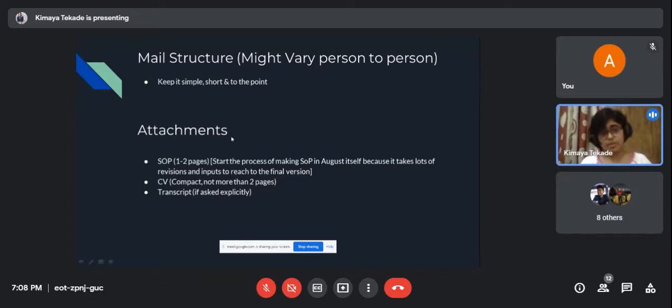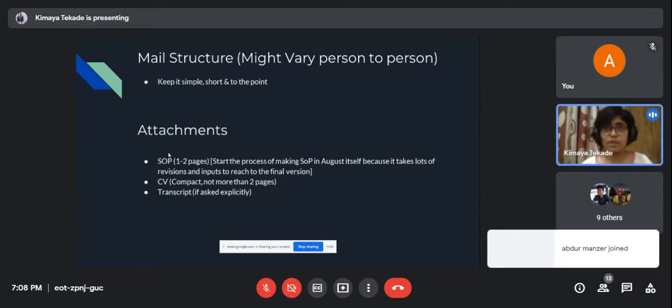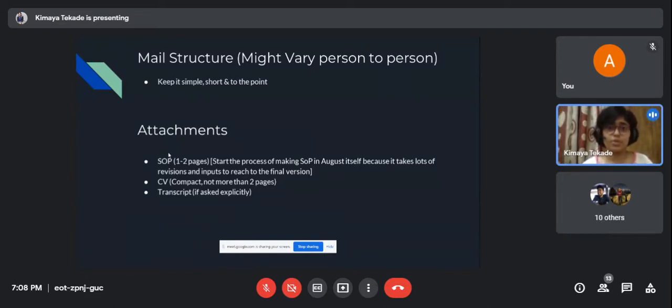About the attachments, I would advise that you start thinking about how to make an SOP right from September, because having a very fine version of the SOP takes a lot of time. You will give it to your friends, they'll edit it, your seniors too, and then you'll reach the perfect version only towards the later part of the year when the deadline is near. So it's okay, you can start from September. You can just have a simple draft and that can be edited. And you can have your CV, a very compact CV, and the transcript is optional.